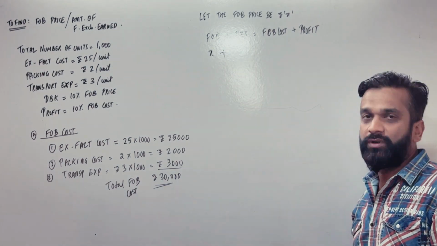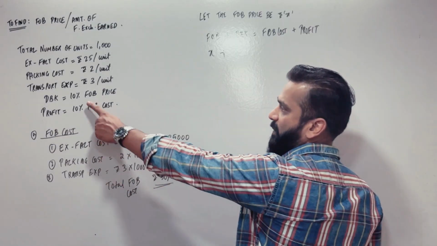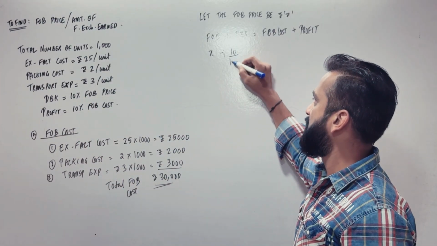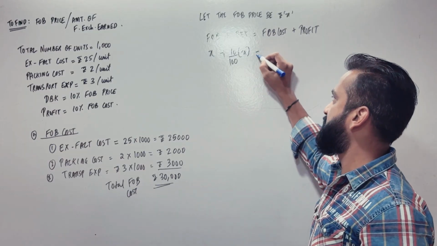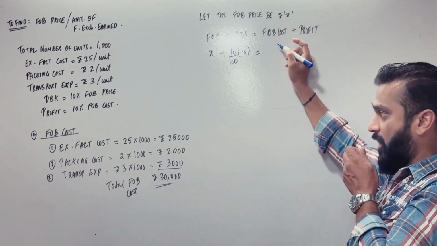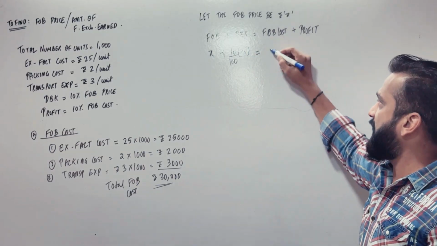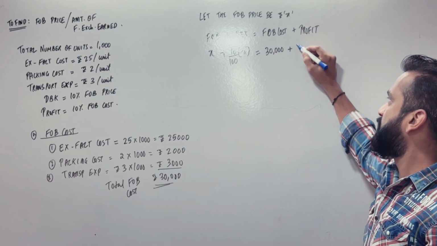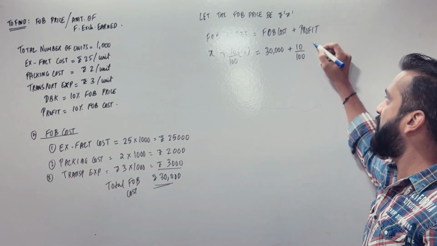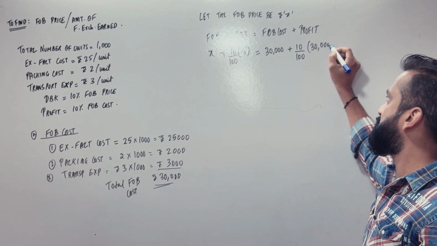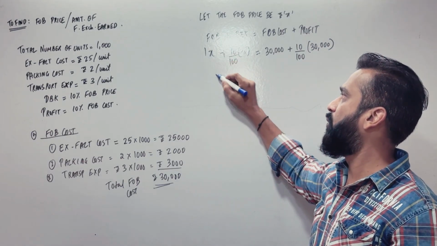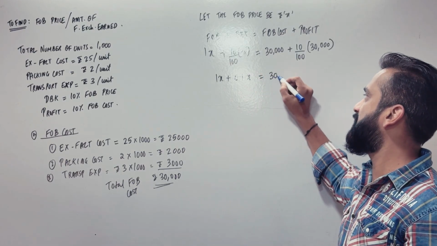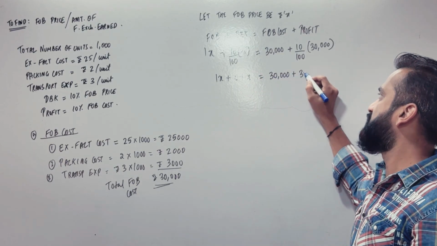What is FOB price? X. What is duty drawback given? Duty drawback is given 10% of FOB price. So it is 10% of X is equal to FOB cost, which is 30,000, plus the profit. Profit is 10% of FOB cost, that is 3,000. So I will get 1x plus 0.1x equals 30,000 plus 3,000.